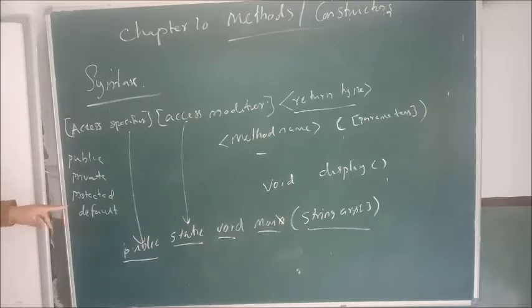Then next one is protected. Protected means it is available within that class plus its subclasses. Subclass is a term associated with inheritance. So what is a subclass? The class which inherits the property of another class. The class which is being inherited is called the parent class. The class which inherits the property of the other class is called the subclass. So in that concept we use protected. That means that method or variable is available only to the subclass and within that class itself.